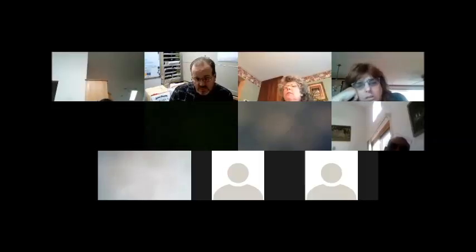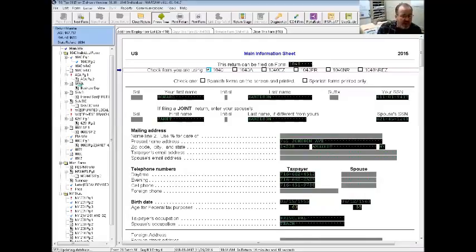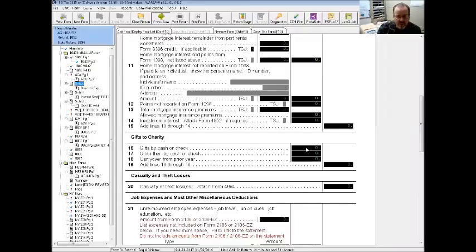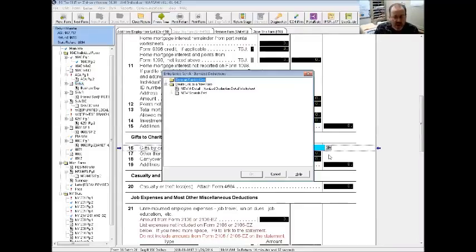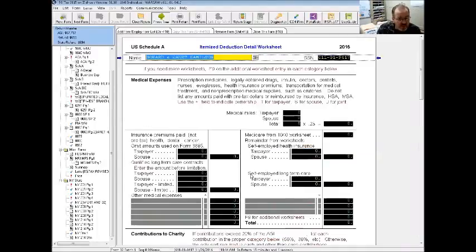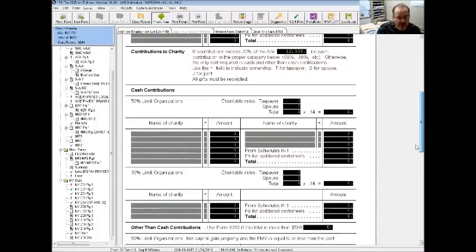Let me go back over to the return that I was just on, and I'll show you here. Okay, so on our Schedule A, down here where we have our gifts to charity, we can go into any one of the boxes here. We'll get our little link, and it'll take us to that itemized detailed worksheet. Two things are on there that we see all the time. The top is the medical, but at the bottom is our contributions to charity. Cash contributions we're going to put right here. So if we give to the United Way, we would put United Way right here, and say we give $1 a week.